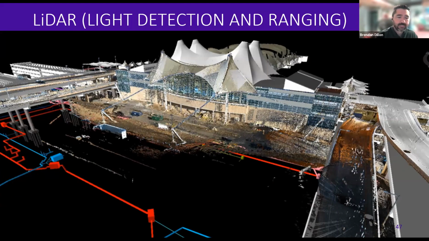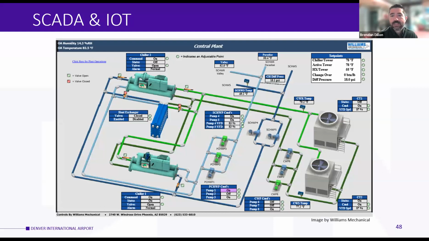Next slide. And all of this feeds into the various systems that we have at DEN, our Maximo systems, our SCADA systems, and our GIS systems. Once we get that information all into a single system, well, there isn't a single system yet.